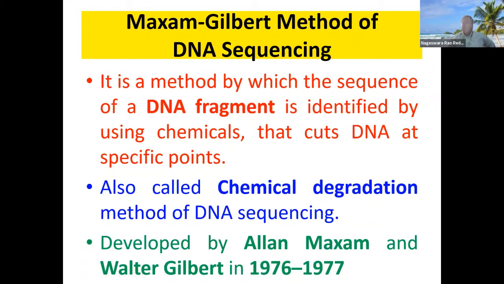Now we'll see what is the Maxam-Gilbert method of DNA sequencing. The previous one is a method which is based on chain termination, and this method is based on chemical degradation. So chemical degradation is nothing but Allan Maxam and Walter Gilbert. They developed this method in 1976 to 1977.